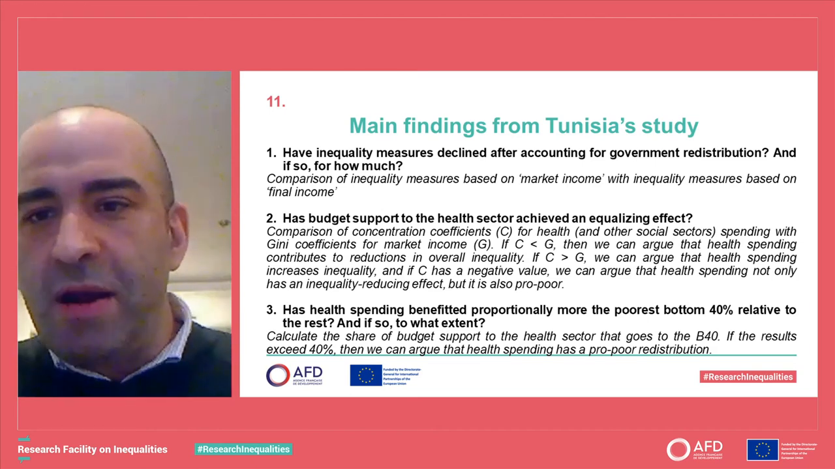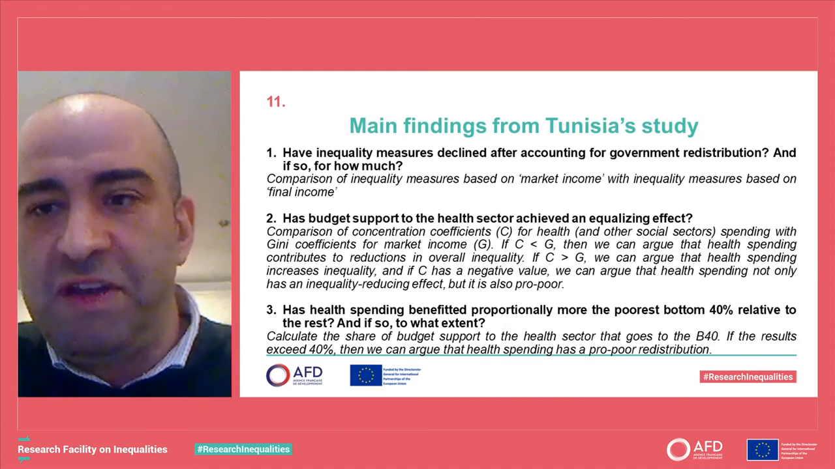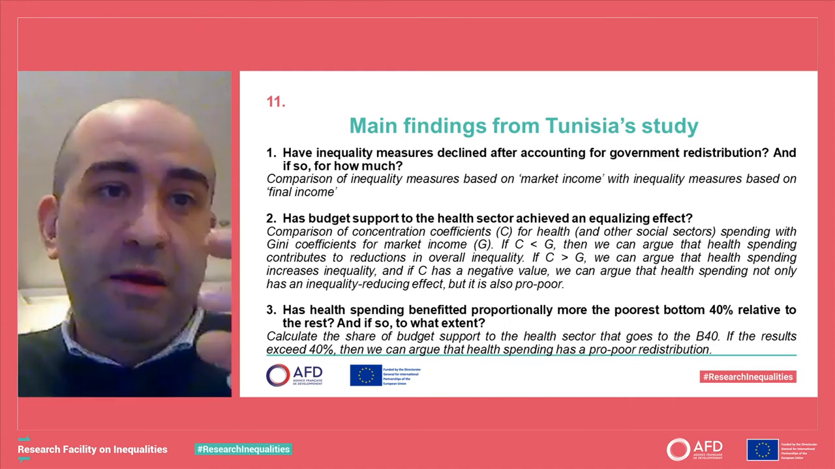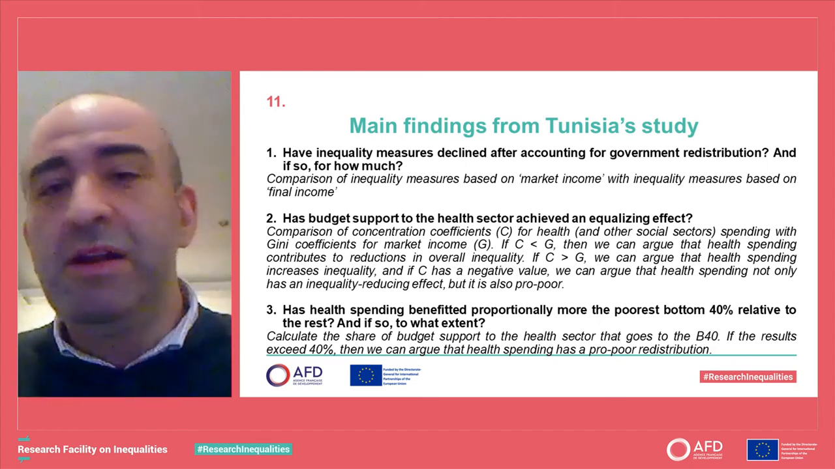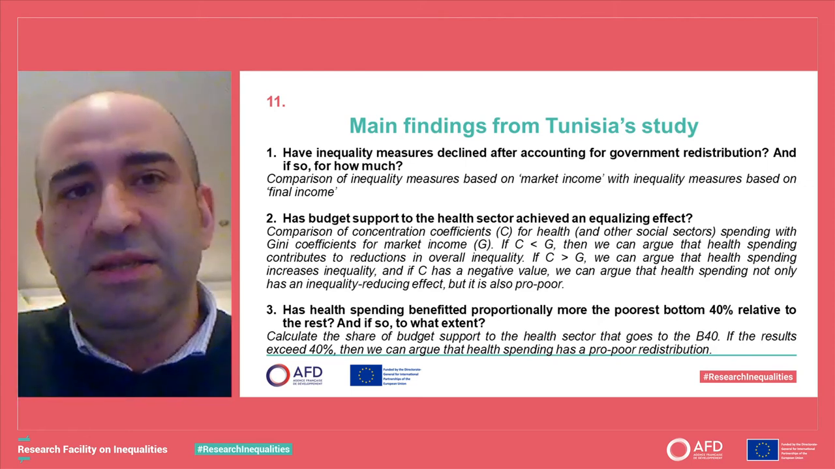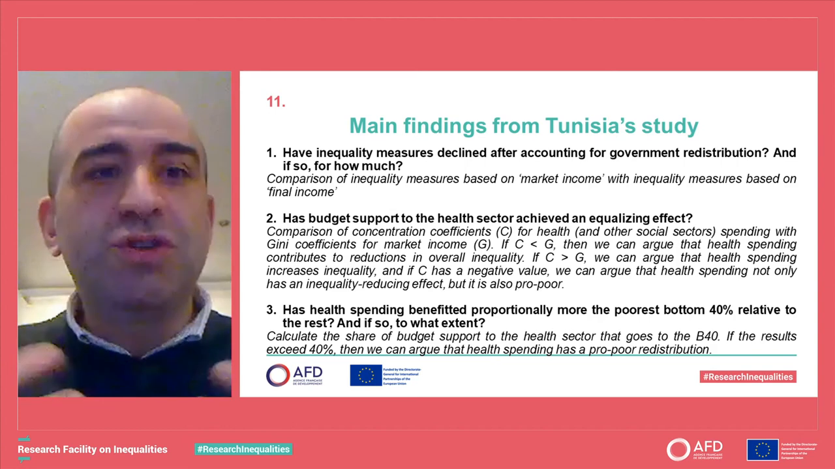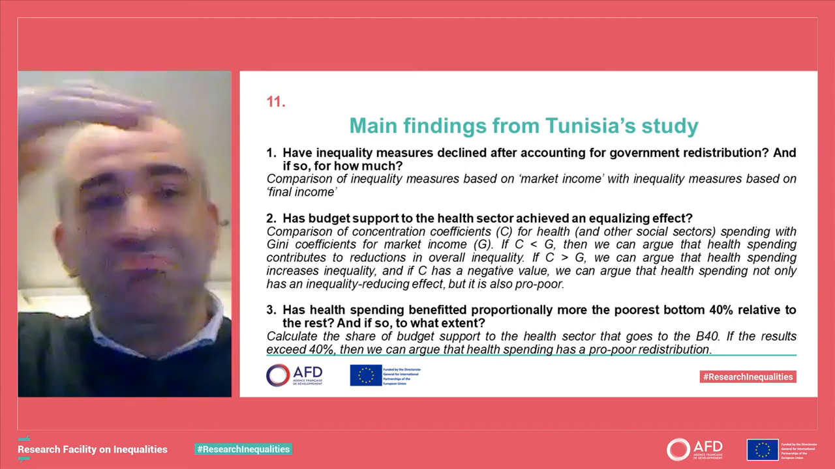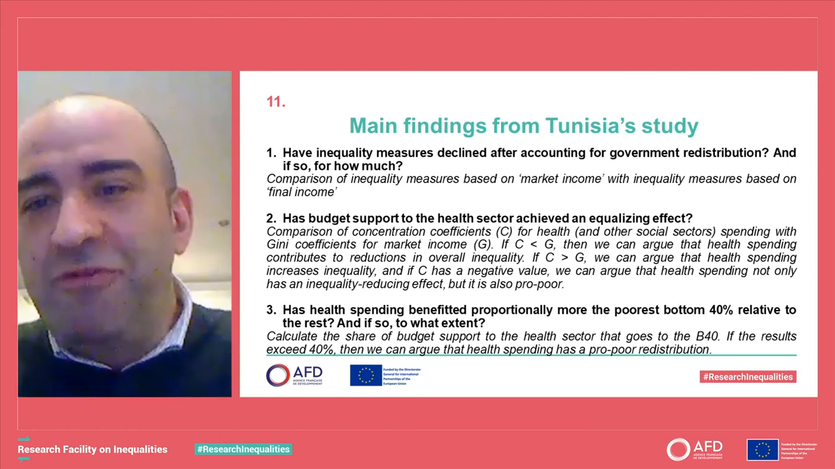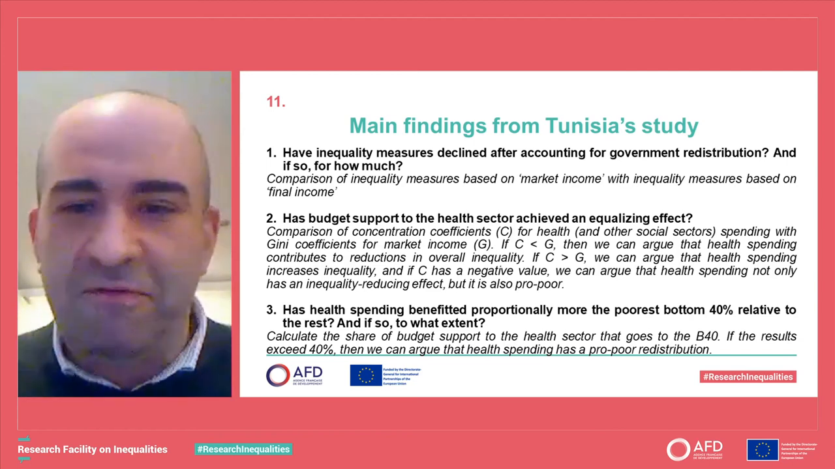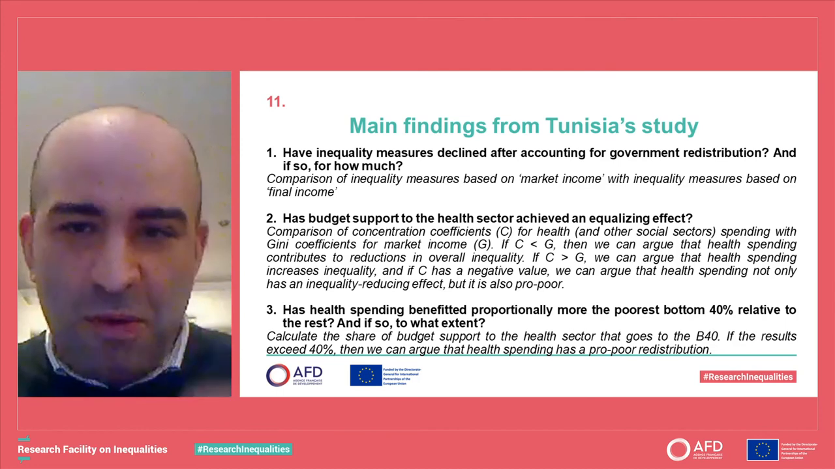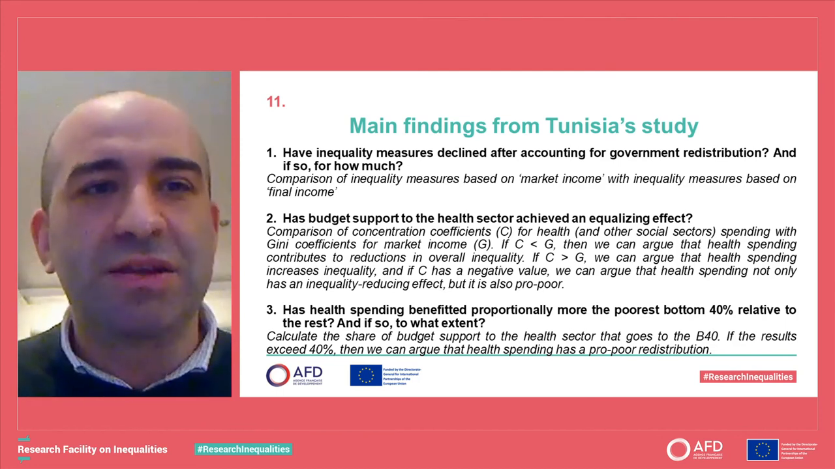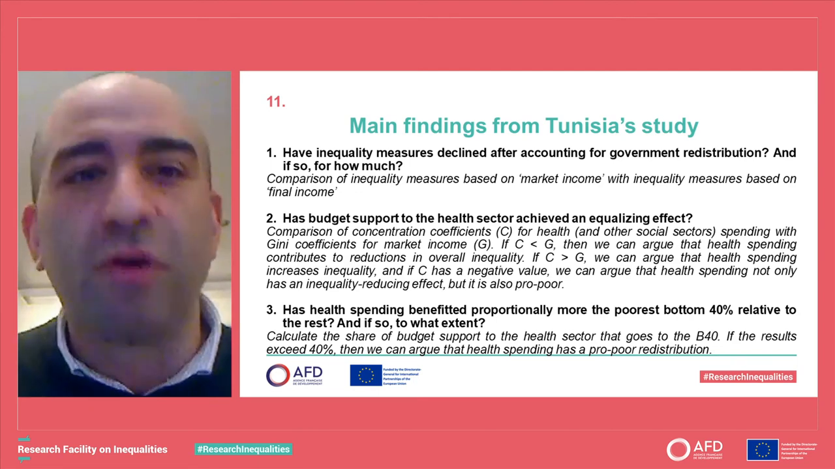And this we compare the concentration coefficient for health with the Gini coefficient. If it's below that level, it means that it is equalizing. But we want to see also if it's equalizing pro-poor, because you can also equalize between the middle and the high. And therefore, this coefficient must be negative. That's our conclusion. And then we will see what happened. And of course, to understand how much budget goes to the bottom 40 in the health sector.